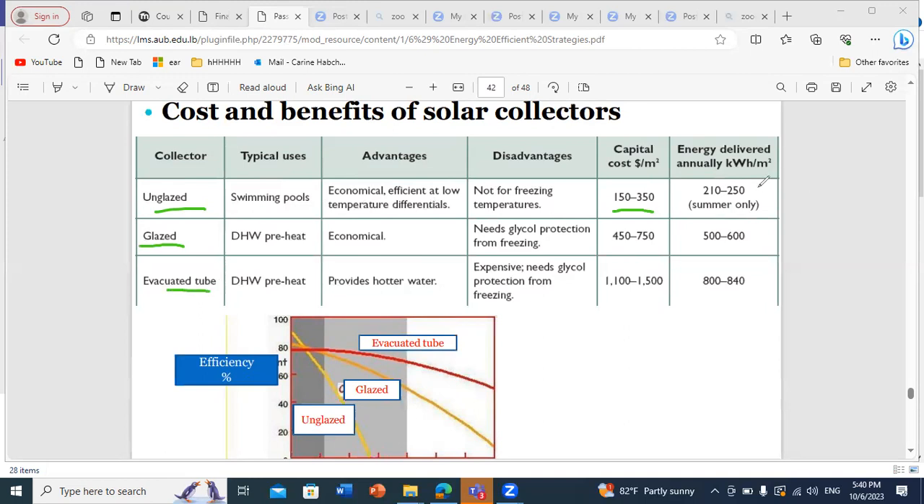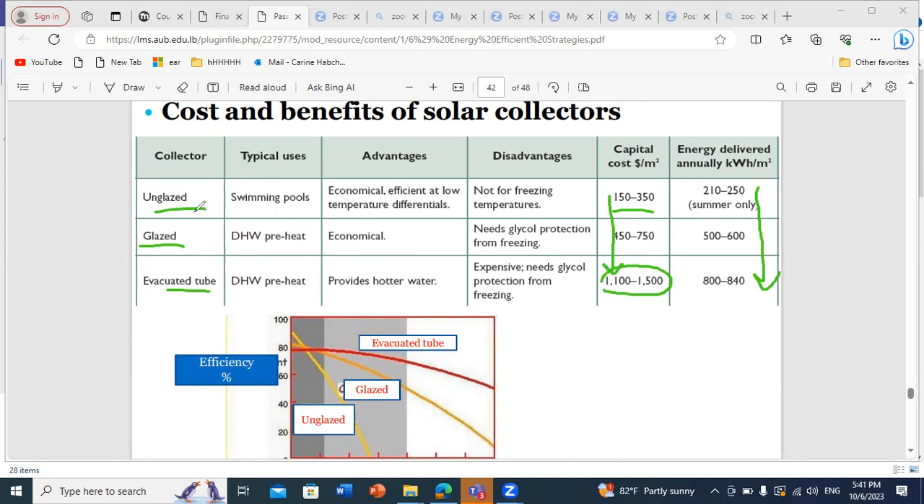So you can see here the increase in energy delivered annually in kilowatt hour per meter square, but also this is in parallel with the increase in cost. So this is why, depending on the application, in case you don't want a high energy, you will use, of course, the lowest cost. And in case you need to provide high energy amounts, then it's worth to have a high cost, which is the one for evacuated tube.